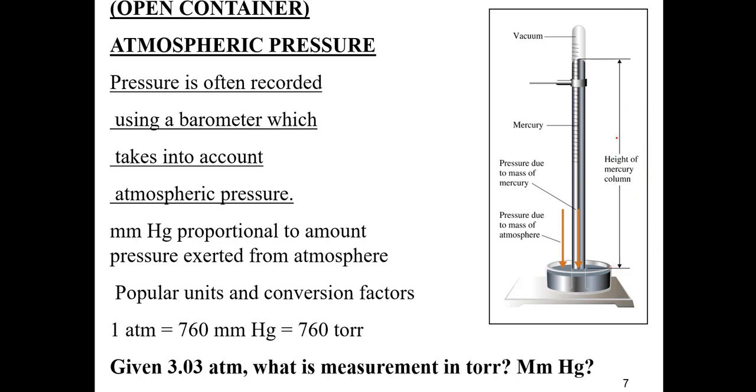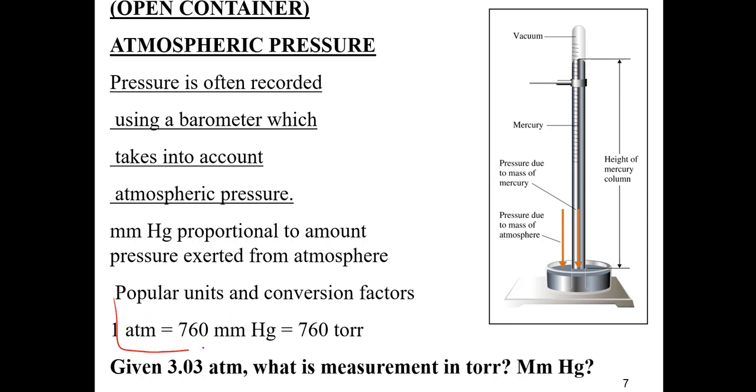So to make our lives a little bit easier, we made a standard where 1 atmospheric pressure, known as 1 atm, is going to be equal to 760 millimeters of mercury. So millimeters is the height that the mercury is being pushed up. So this is considered one standard atmosphere.